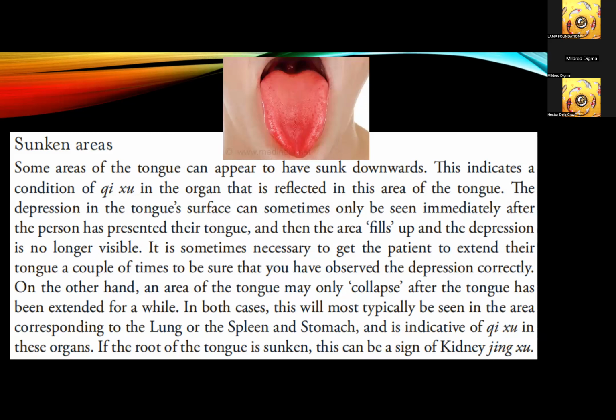In both cases, this will most typically be seen in the area corresponding to the lung or the spleen and stomach and is indicative of qi deficiency in these organs. If the root of the tongue is sunken, this can be a sign of kidney jing deficiency.